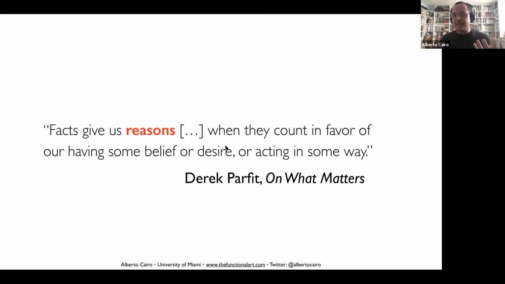And he defines reasons. A reason is basically a fact or a series of facts that you use that count towards you making a decision, or having a belief, or having a desire, or acting in a certain way. And reasons come in different varieties, right? Conventions are reasons. Personal preferences are reasons. Empirical evidence is a reason as well. So we have different reasons that we can weigh whenever we are going to make a decision about visualization.